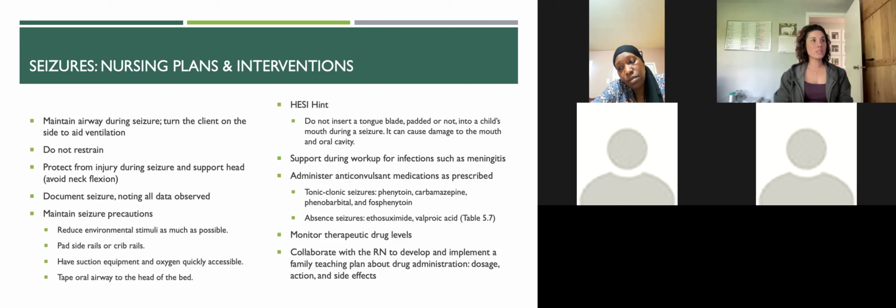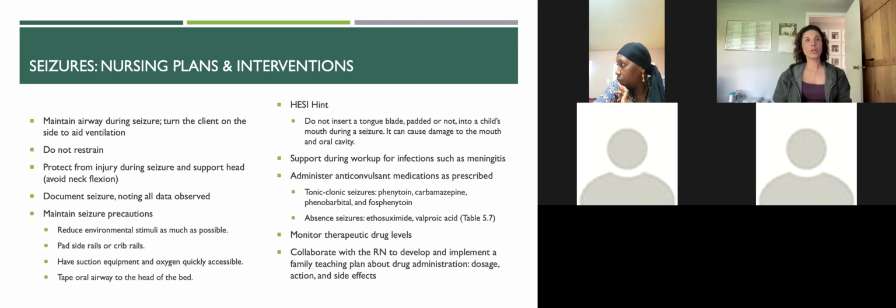And then they're going to be in seizure precautions. So we want to reduce all environmental stimuli, anything that can put extra stress on the brain. We want to pad our side rails, make sure we have suction and oxygen ready at the bedside. They also need an alternate airway at the bedside as well in the event that they can't maintain their airway. Remember never to put anything in a patient's mouth when they're having a seizure. It could cause damage to the mouth. We could cause them to choke.